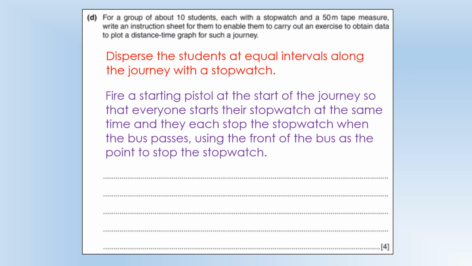And once we've done that, we're going to have a starting pistol so that everyone starts their stopwatch at the same time, and they each stop the stopwatch when the bus passes. They're all going to use the front of the bus passing them as the point to stop the stopwatch to be consistent. And then with that, you would be able to plot your distance versus time graph.